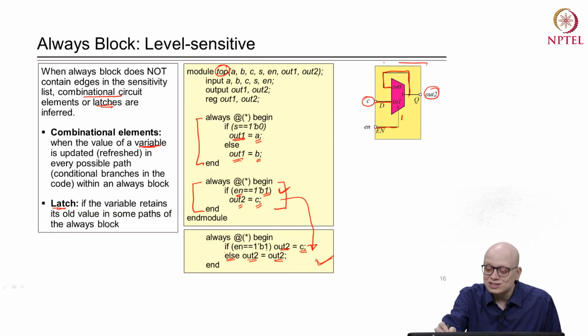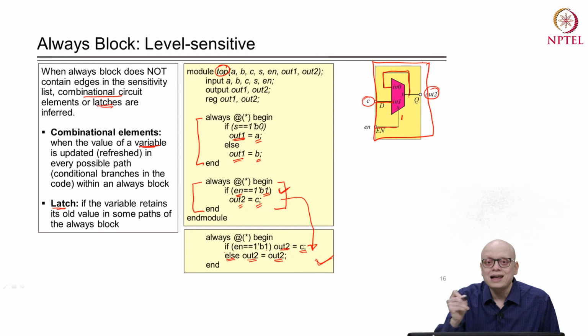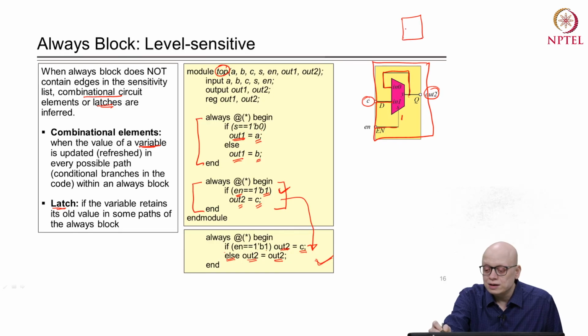So, this complete structure is nothing but a latch, a D latch. Just to recap, what is a D latch? A D latch has a pin D, an enable, and a third pin Q. Whenever enable is high, whatever is the value at D goes to Q, and whenever enable is 0, it holds the previous value.